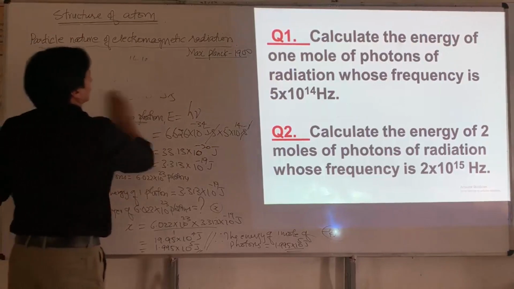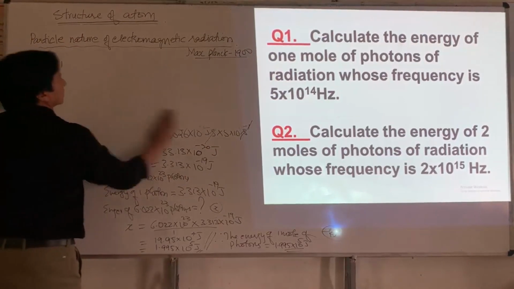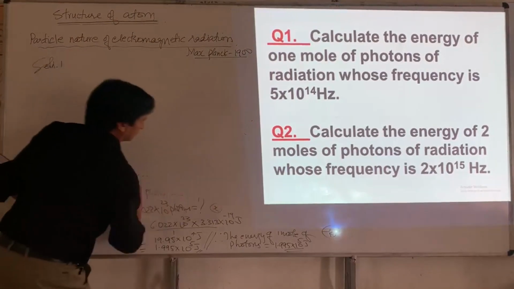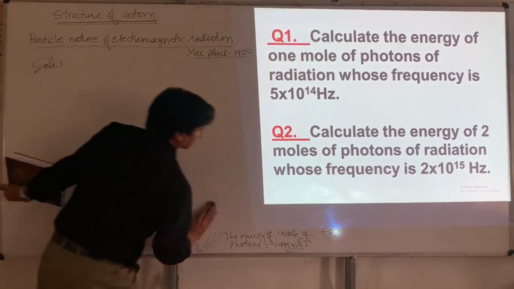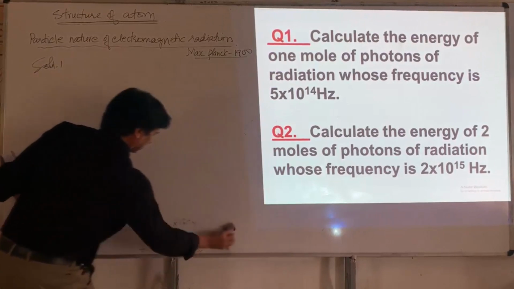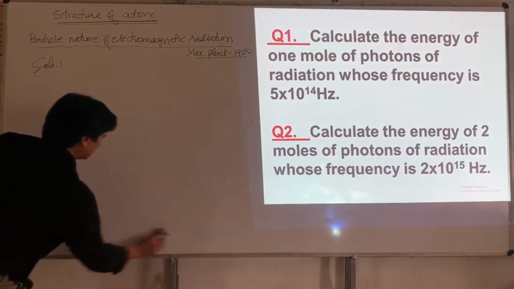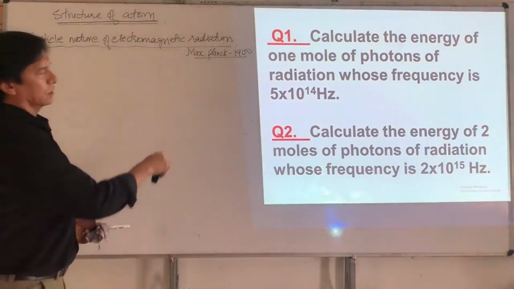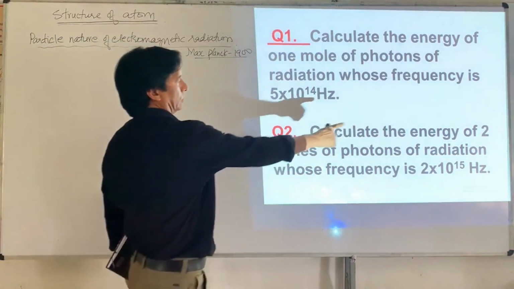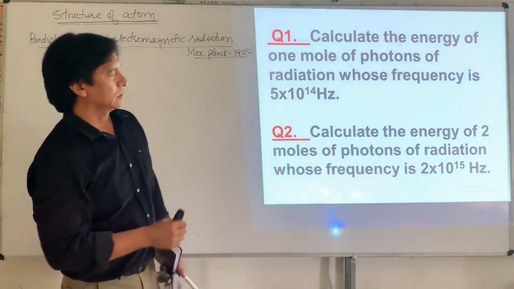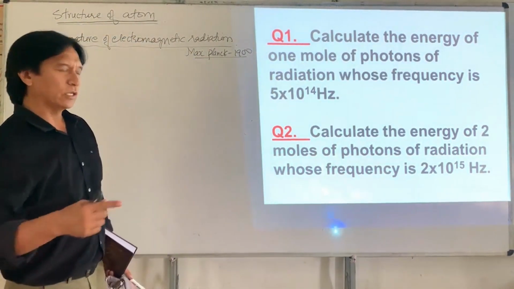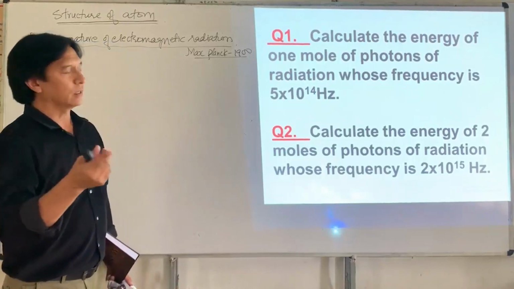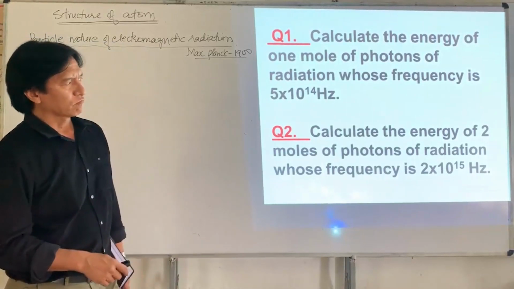Now we will move on to the next problem, right? That is problem number 3. And I hope you got this. The energy of 2 moles of photons, right? 1 mole is 6.02 into 10 to the 23. 2 moles means 2 into 6.02 into 10 to the 23, right? And then you will get the answer.